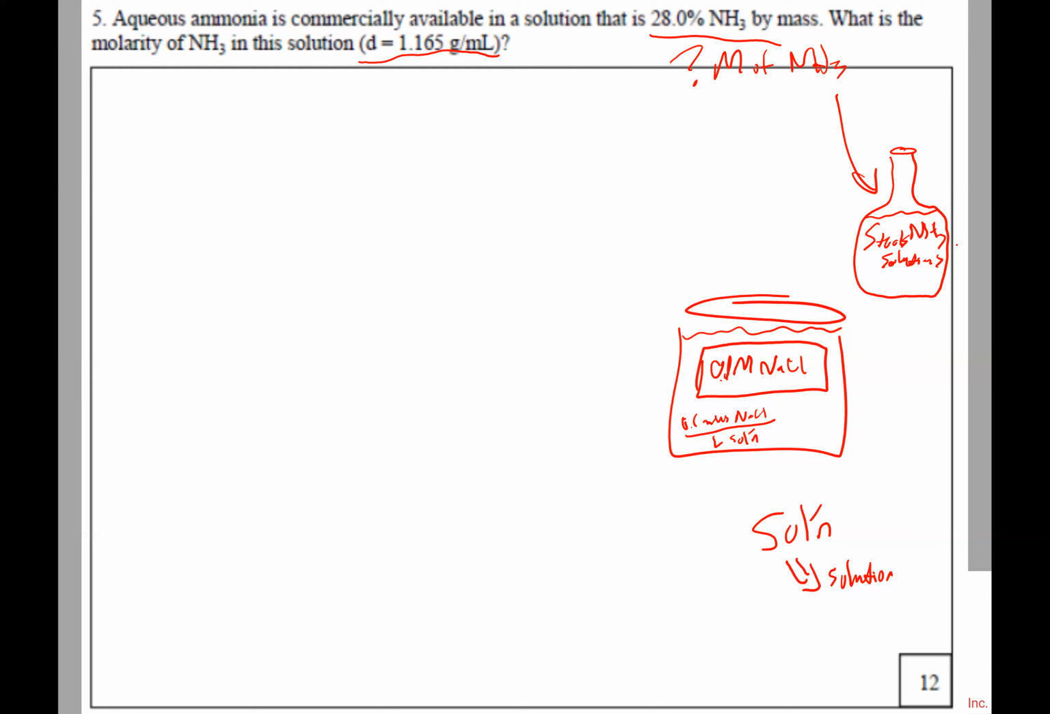There's a play of units, and a play of the way we set it up. So when you're working a problem like this, you have to be very careful in understanding what each part really represents. The density here represents the density of the solution. That means in the solution, you have 1.165 grams of solution per milliliter of solution. And we use that to help us go through conversion.